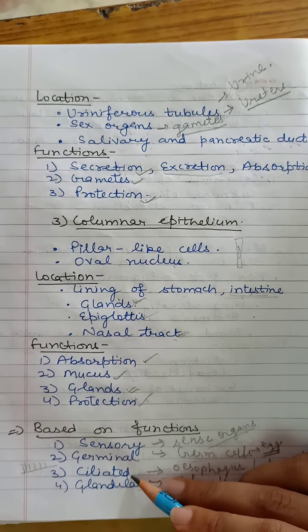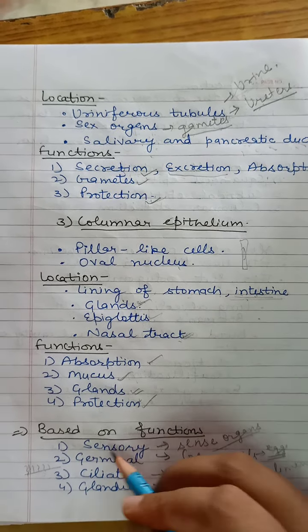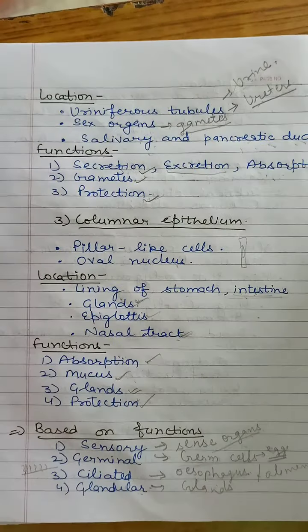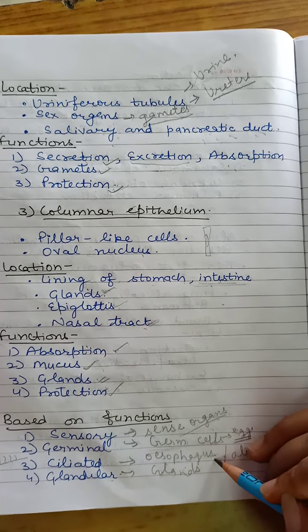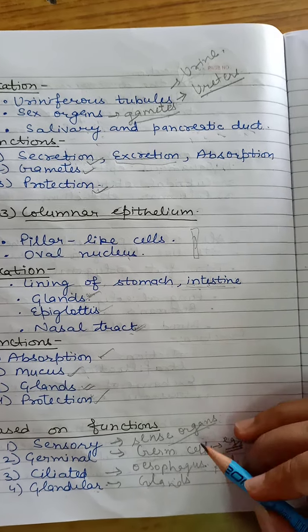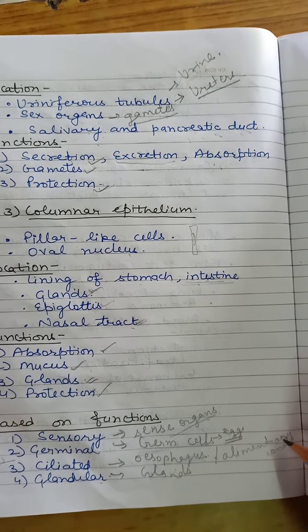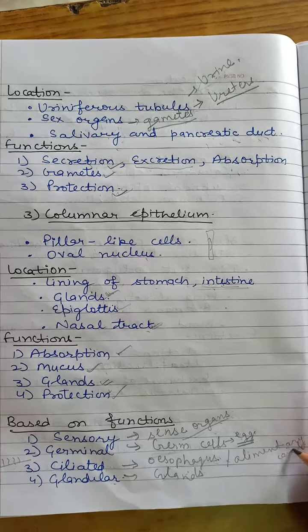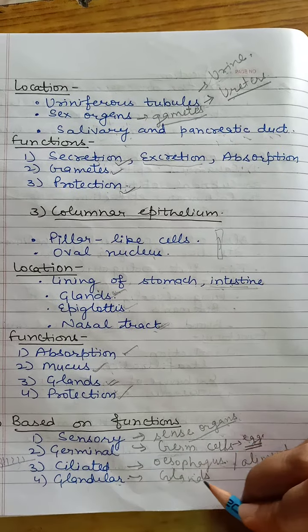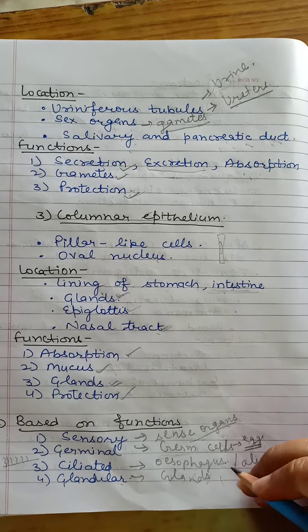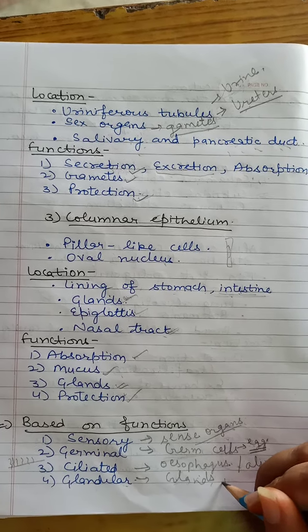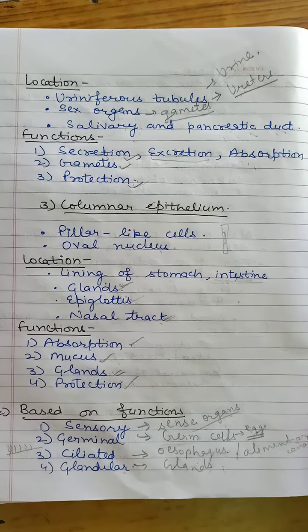Ciliated epithelium has hair-like structures called cilia, and they help in the movement of things inside the body, in case of the esophagus and alimentary canal. Next is glandular. They are present in the glands, which help in the secretion of hormones. So this is all about the epithelial tissue.